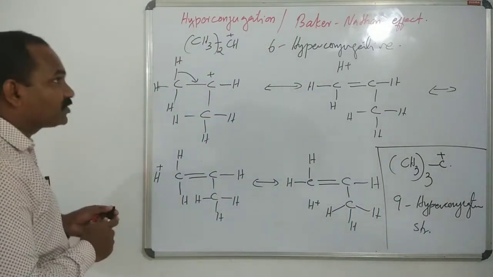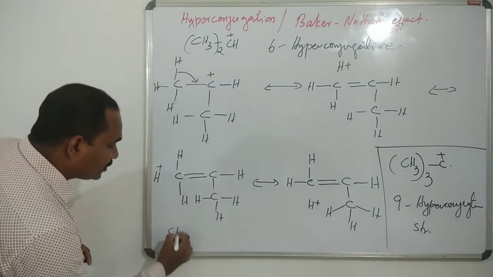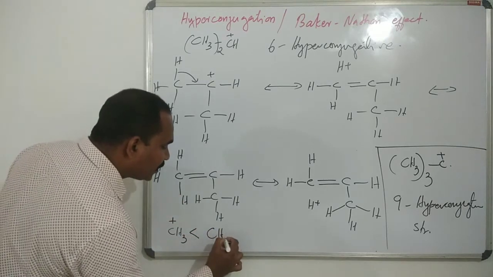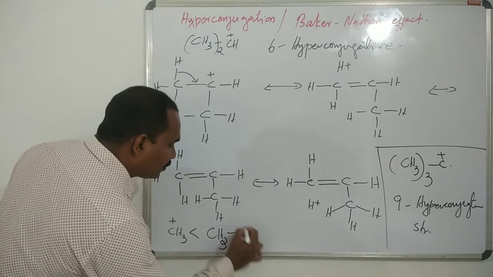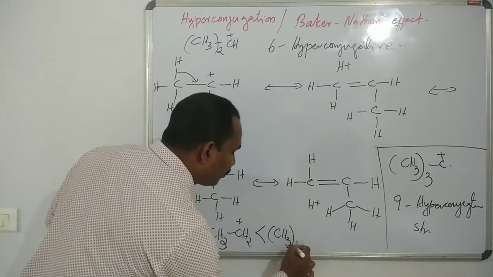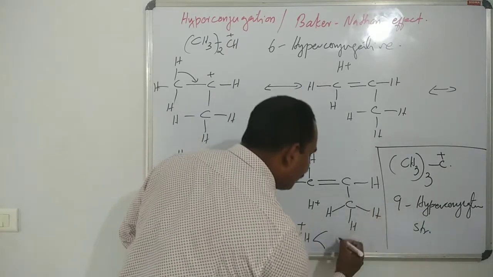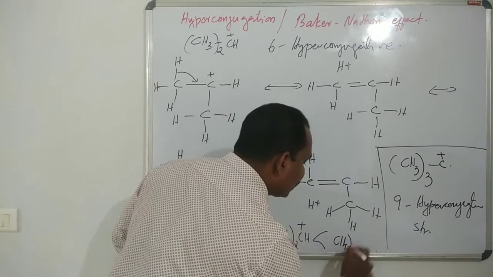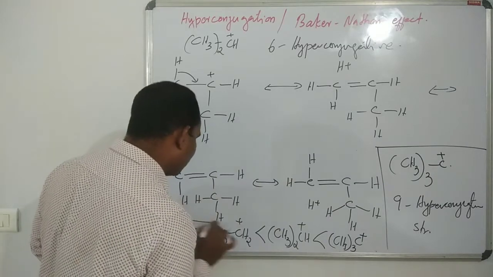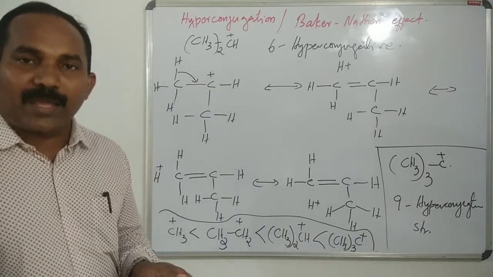What is the order of stability of carbocation? Methyl carbocation is less stable than ethyl carbocation, which is less stable than isopropyl carbocation, which is less stable than tertiary butyl carbocation, (CH3)3C+. Can you explain the reason?